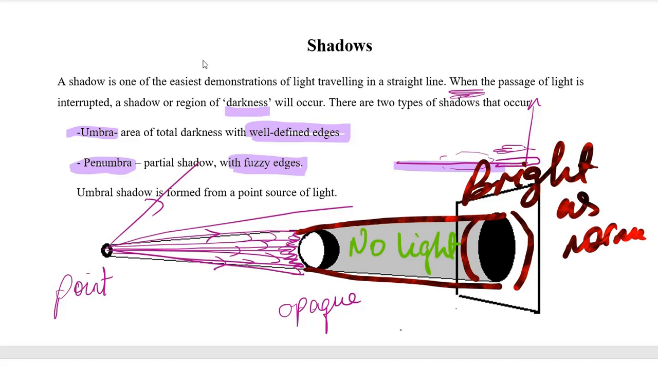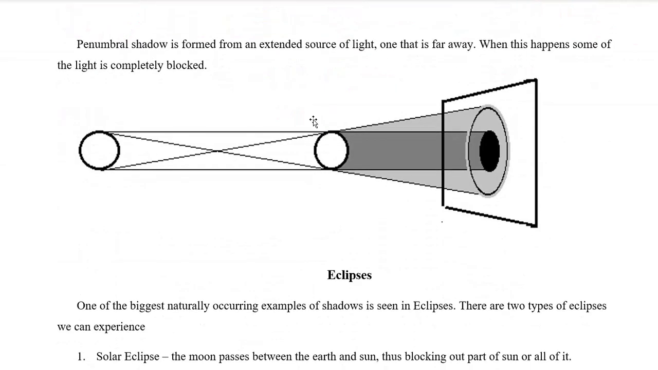Anytime we have a point source, this is one thing to remember: we will end up getting an umbral shadow, meaning a shadow with well-defined edges. Let's continue reading. A penumbral shadow, meaning a shadow that has fuzzy edges or a gradient of shadow, is formed from an extended light source, meaning one that is far away. When this happens, some of the light is completely blocked and some of it is not completely blocked.